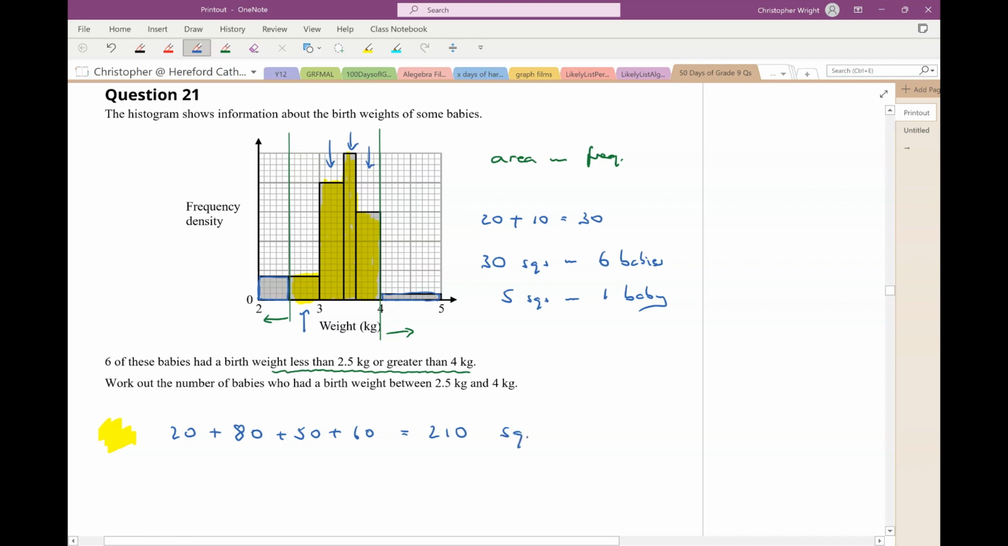Now I know that 5 squares represents 1 baby, so if I do 210 divided by 5, which is 42, then I know that the number of babies who had a birth weight between 2.5 kilograms and 4 kilograms is 42 babies. And that is question 21 finished.